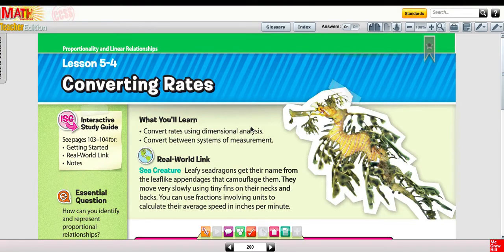Take a deep breath before you start lesson 5-4. It can be a little bit overwhelming at first, but if you take it step by step, it will all make sense. During this lesson, you will learn how to convert rates using dimensional analysis, and you will also convert between systems of measurement. The essential question for lesson 5-4 and for all of chapter 5 is how can you identify and represent proportional relationships?